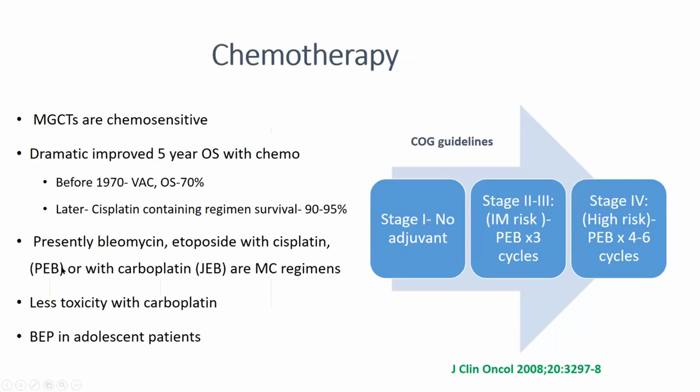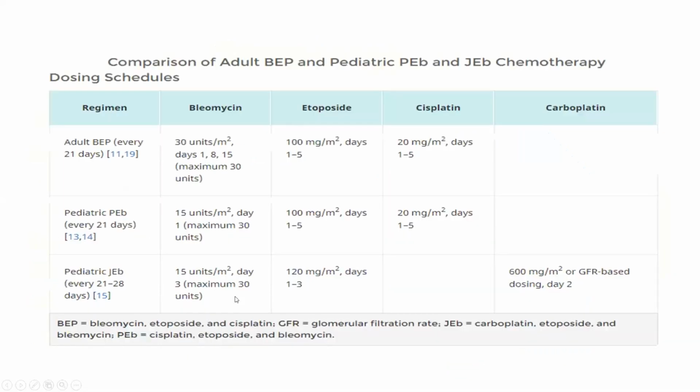So, in prepubertal age, PEP chemotherapy is used, and in postpubertal, BEP chemotherapy is used. This is the difference between adult BEP and pediatric BEP chemo. In adult BEP, we all know bleomycin is given 30 unit per meter square on day 1, 8, 15. Etoposide 100 milligram per meter square for 5 days, and cisplatin 20 milligram per meter square for 5 days.